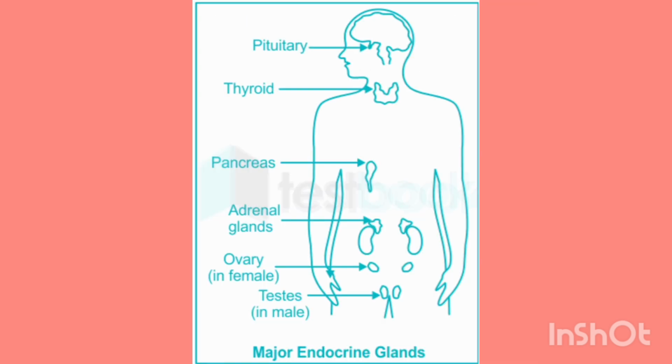Here is a pictorial representation of the major endocrine glands, starting from the pituitary gland, thyroid gland, pancreas, adrenal glands, ovary in female, testes in male. So all these are the major endocrine glands of the human system.